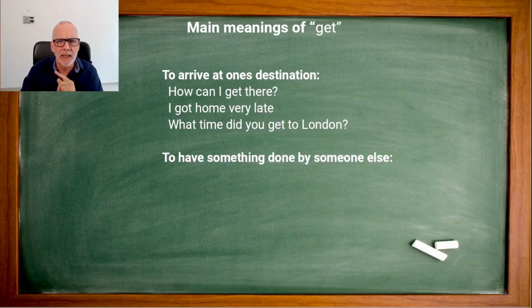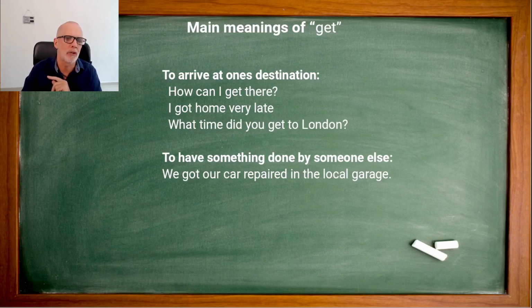Next main use of get, to have something done by someone else. For example, we got our car repaired in the local garage. We got our car repaired in the local garage means that we paid somebody else to repair our car. It's different if I say, I repaired my car, or we repaired our car. If I say, I repaired my car, it means I personally repaired it. But if I say, I got my car repaired, it means somebody else repaired it for me.